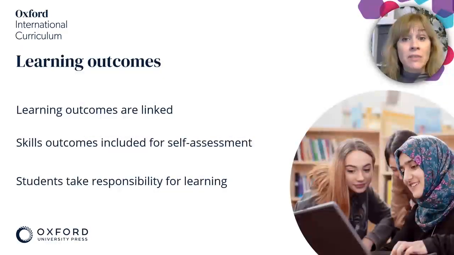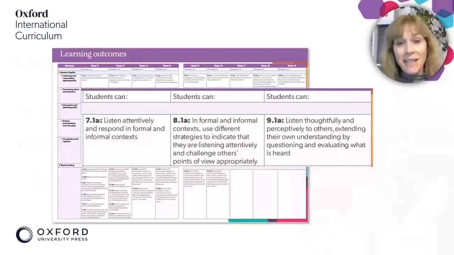The learning outcomes are linked so that children may see the language features used in the texts that they read. Then they have opportunities to talk about them, and then they use them in their own writing. Many outcomes don't just focus on language and literacy skills, they also include skills to help students to check and assess their work. They encourage students to take responsibility for their learning, to identify what they can do well and what needs further work. Here's a snapshot of the curriculum learning outcomes for an aspect of spoken English, listening and responding appropriately, for years 7, 8 and 9.